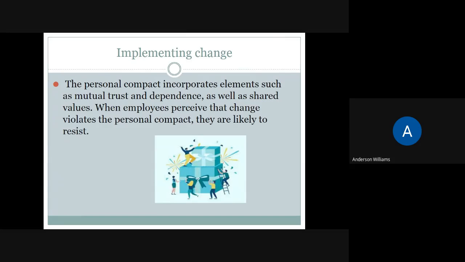When employees perceive that change violates the personal compact, they are likely to resist. In the picture here, you see employees going at the gift, more or less dismantling it. Mistrust and lack of confidence are some of the issues that could hinder change. Also, the fear of failure, poor communication, and unrealistic timelines.